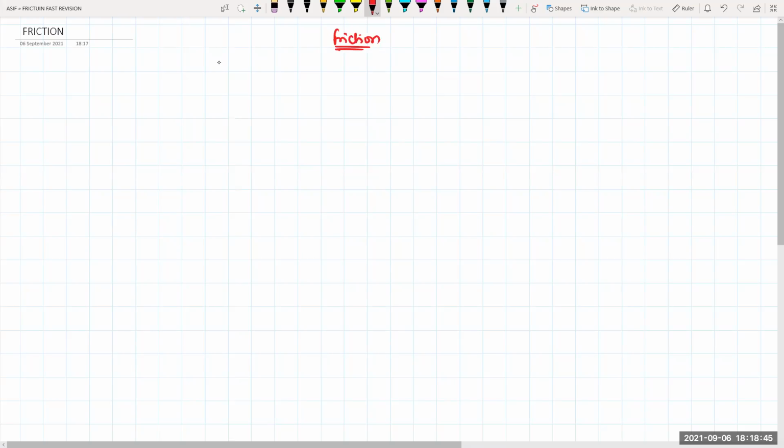Yes, sir. And we have two types of friction. One is static friction, another is kinetic friction. Static friction is when the body is at rest. That means when there is no relative motion between the bodies, the friction coming into place is called static. Kinetic friction is when the body is in motion.